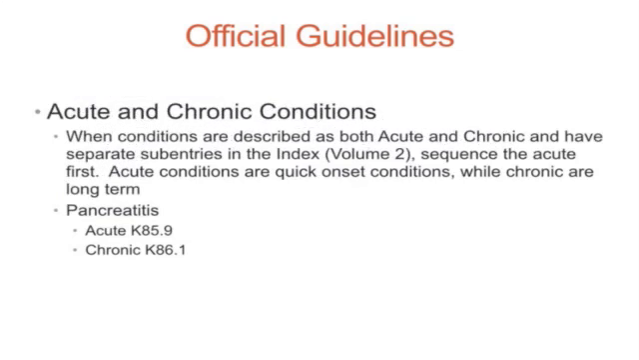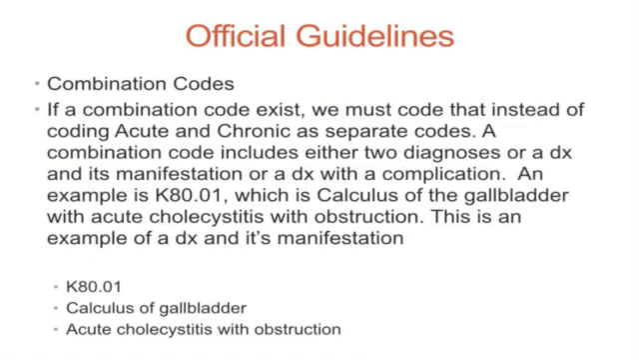Acute and chronic conditions. When conditions are described as both acute and chronic and have separate sub-entries in the index, Volume 2, sequence the acute first. Acute conditions are quick onset conditions, while chronic are long-term. Pancreatitis, acute K85.9, chronic K86.1.